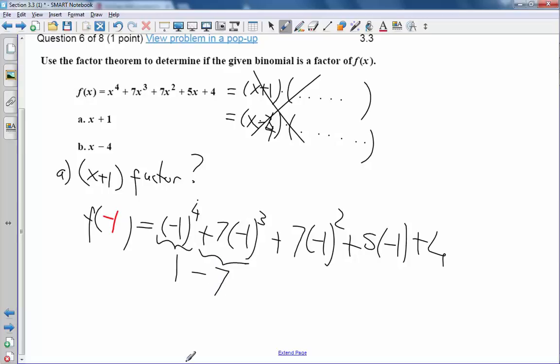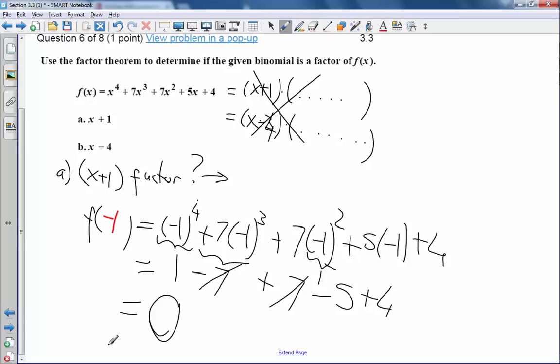Agree? Plus 7 times the square of 1, which is 1. 7 times 1 is 7. 5 times negative 1 is negative 5, and plus 4. All right, what is the answer? These are canceling, opposite numbers. Negative 5 plus 4 plus 1. Perfect. So what's the verdict? Is x plus 1 a factor? Yes, it is. This is option 1.